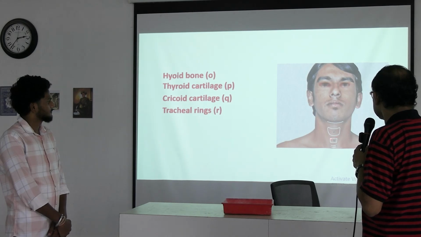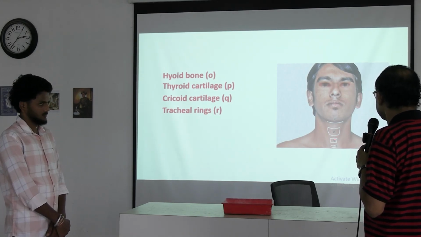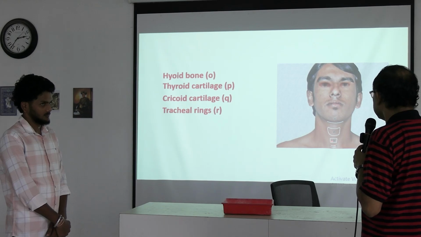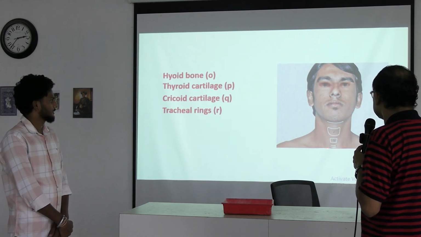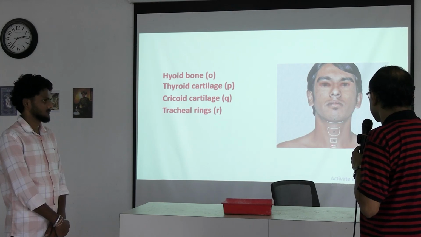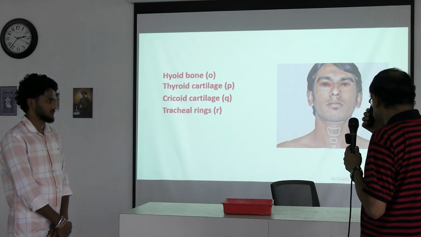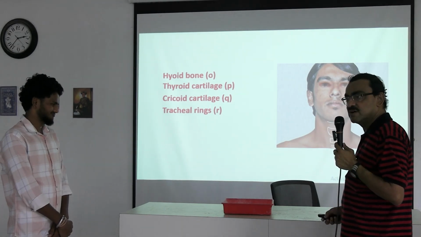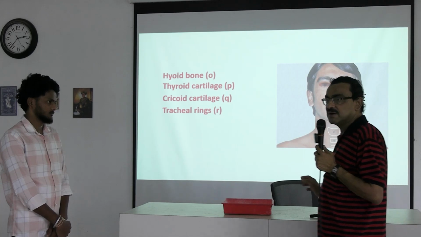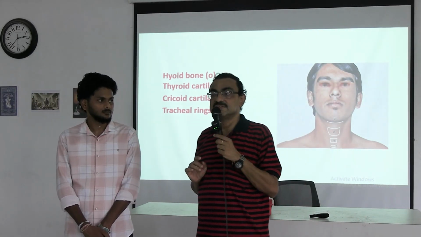So this is the thyroid cartilage, this is the cricoid cartilage, and over which we can get the isthmus of the thyroid gland. This is the tracheal rings. So this is the anterior arch of the cricoid cartilage. Okay, not much complicated, I think. Next.